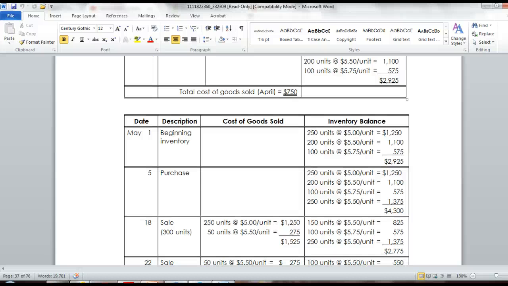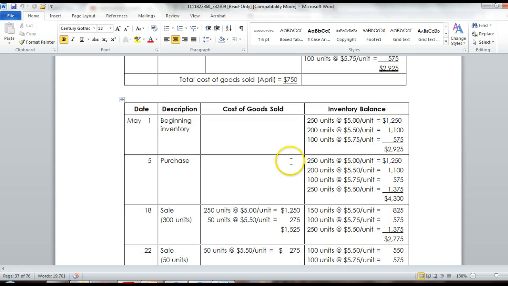In May, we'll start our beginning inventory with what was ending in April. We'll show a purchase of an additional 250 units at $5.50 a unit. Then when we show our sale of 300 units, we're going to take 250 of those units from the $5 a unit allotment, and then we'll take 50 of those units from the $5.50 allotment to show our $1,525. The 4,300 minus our $1,525 gives us a new inventory available of $2,775.